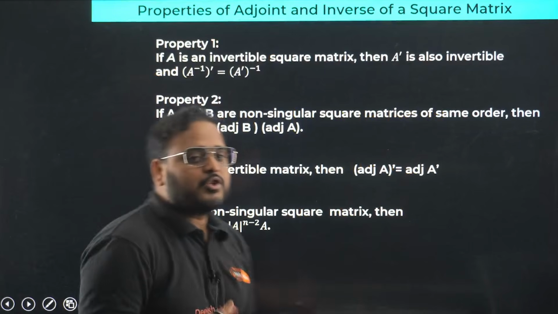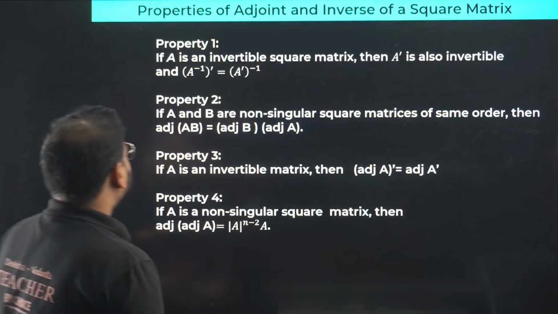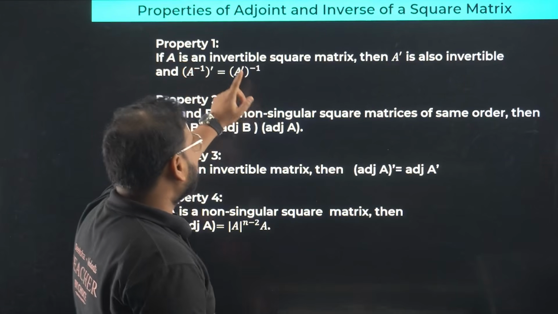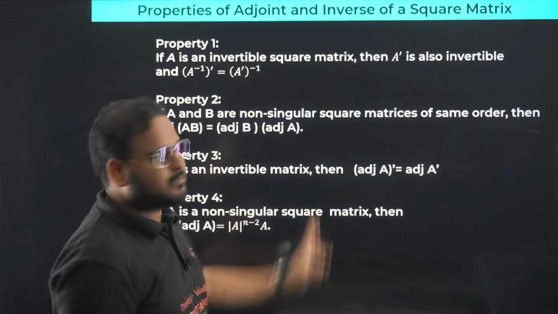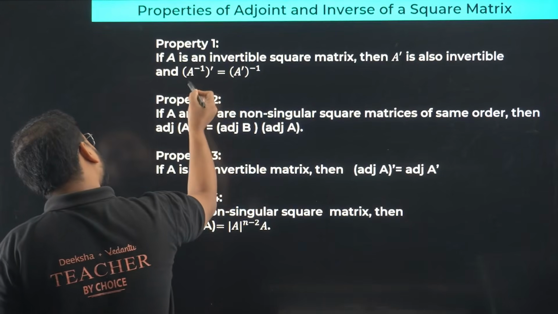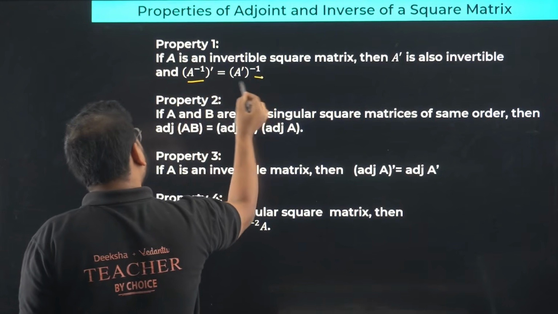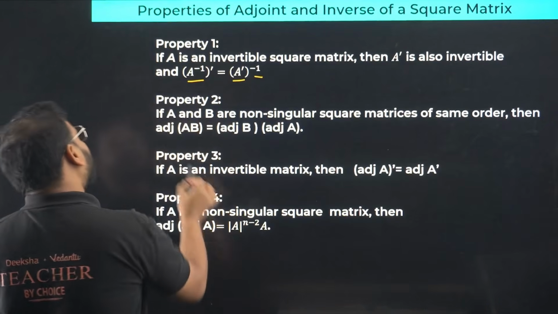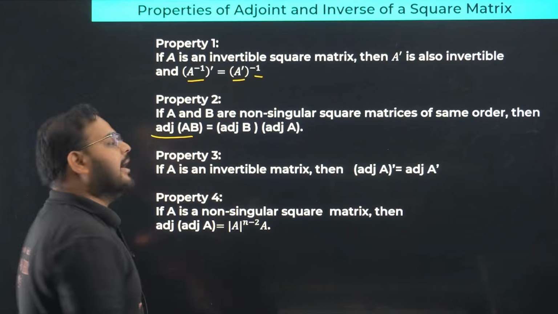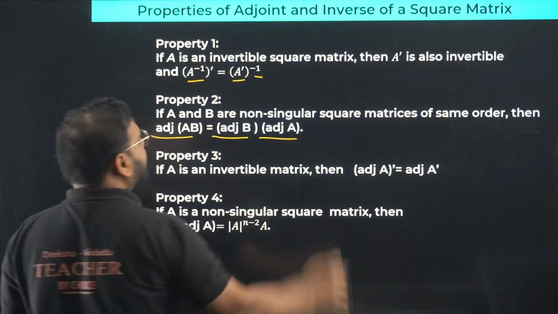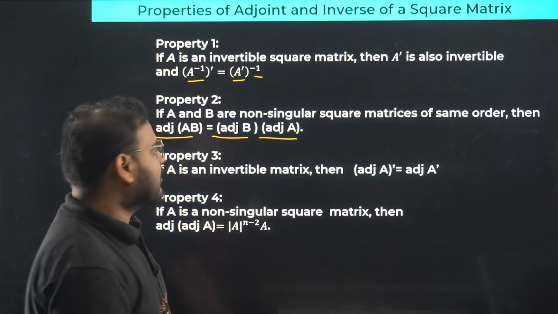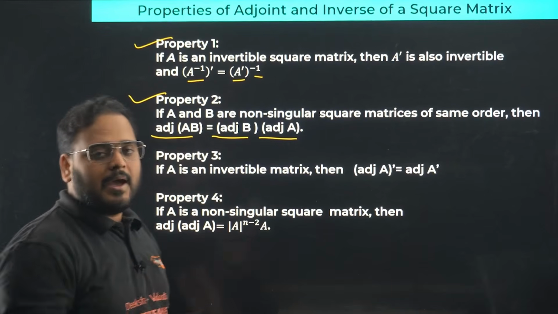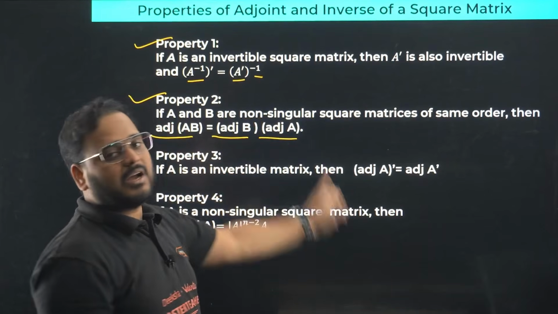Now some properties of adjoint and inverse of a square matrix. First property: if I have transpose over inverse, I can simply write inverse over transpose. Can you do that? Of course. Second property: if I have adjoint of AB, I can write simply adjoint of B times adjoint of A. Properties are very important, please remember these properties. Adjoint of AB is adjoint of B times adjoint of A.